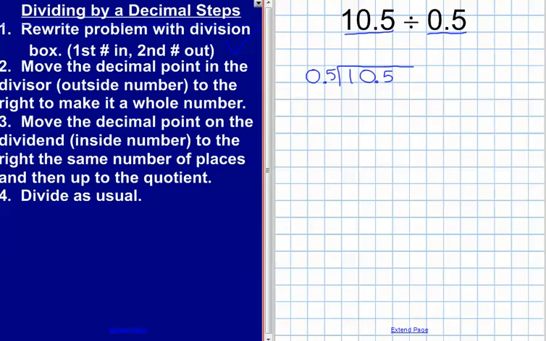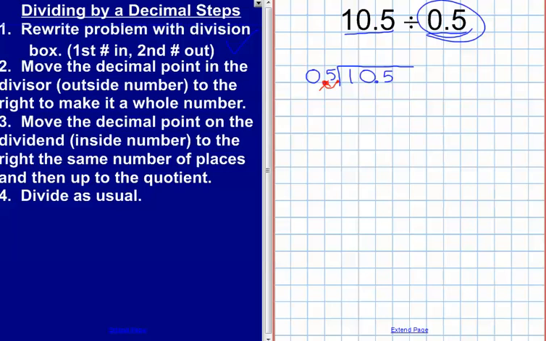Now it says in step 2, I need to move the decimal point in the divisor, that's the number outside the house, my 0.5, to the right to make it into a whole number. So I'm going to take this decimal point that's right here and move it to make it into a whole number. If I move it one time over, now my decimal point becomes right there. So I now have the whole number of 5 outside the house.